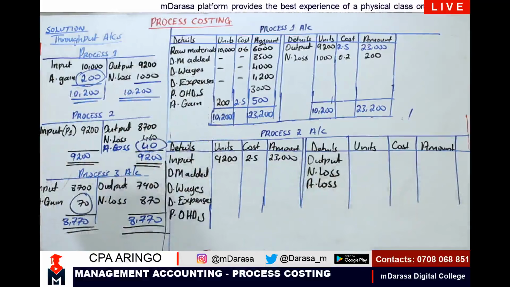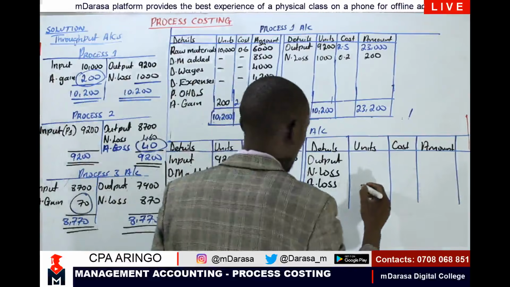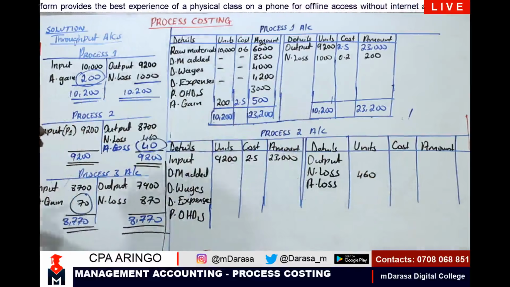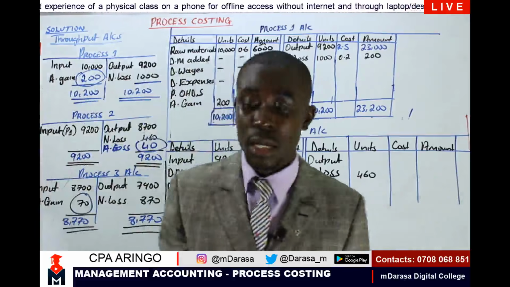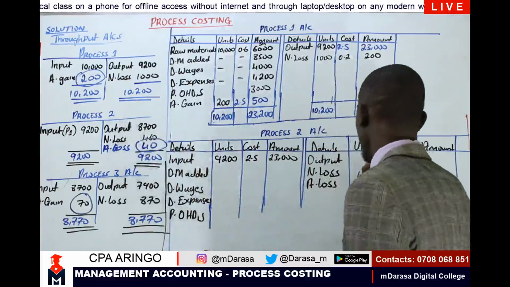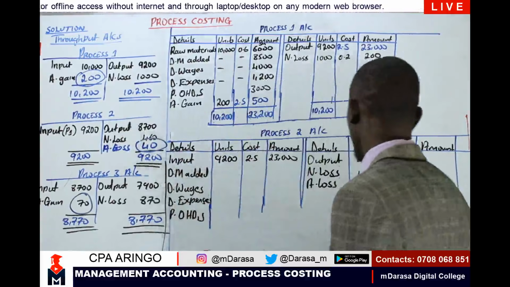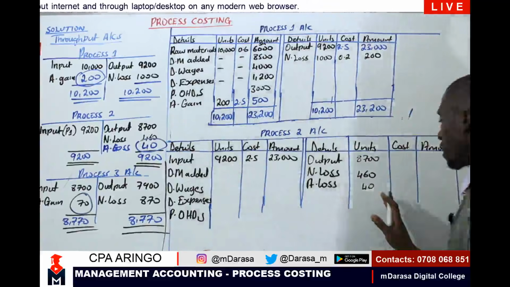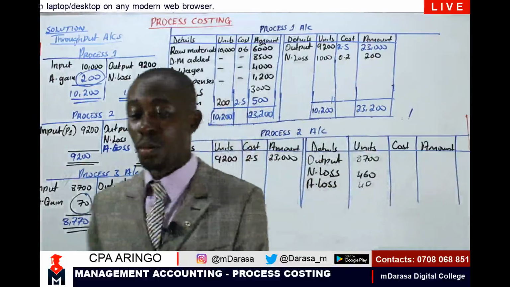So the units for normal loss, we had calculated it to be 460 units. Whereas output for process 2, that was the beauty of us preparing our throughput. So process 2, our output, we had 8,700 units, and look at our abnormal loss. We had 40 units, being our abnormal loss.